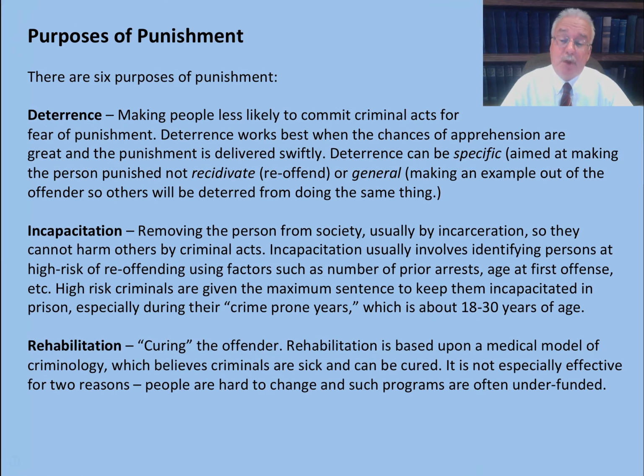Now let's talk about the purposes of punishment. When legislators pass laws, criminal laws, and they assign penalties, they have to decide how serious and what type of penalty to apply. And they should be guided by what they think the purpose or purposes of the punishment that they're imposing should have. So there are 6 purposes of punishment. The first one is deterrence, making people less likely to commit criminal acts for fear of punishment. Deterrence works best when the chances of apprehension are great and the punishment is delivered swiftly.